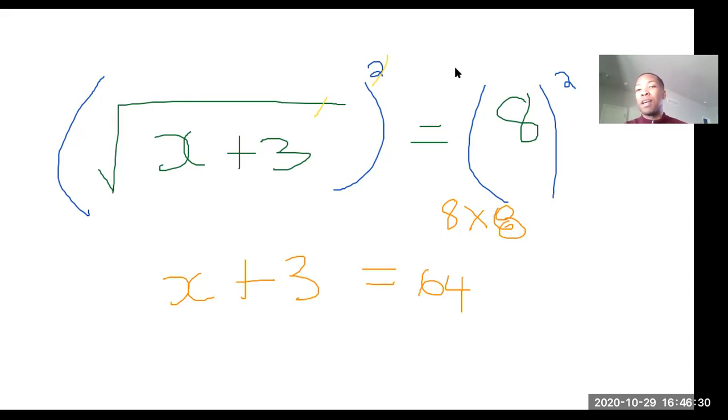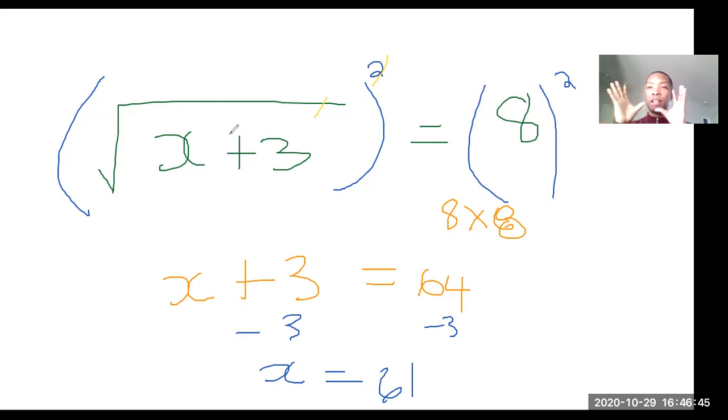Now I go to my additive inverse. So I do minus 3 on both sides. And so x is equal to 61. So just to recap a little bit, if we have an equation underneath a square root sign, in order to get rid of it, we square it. All right, whatever you do on one side, you got to do it on the other side.